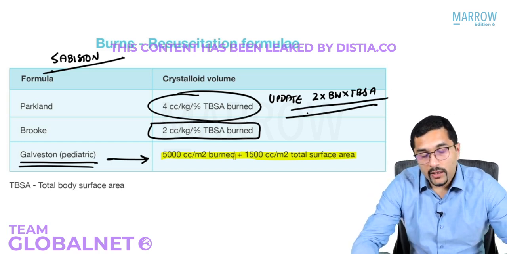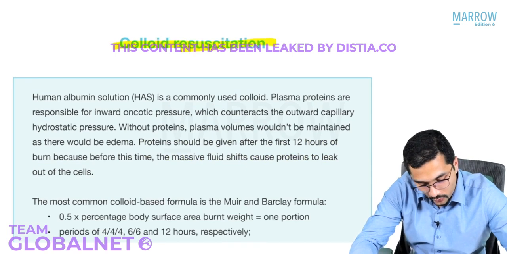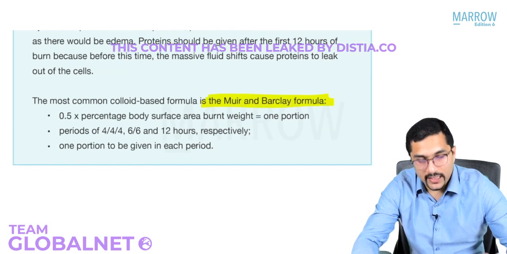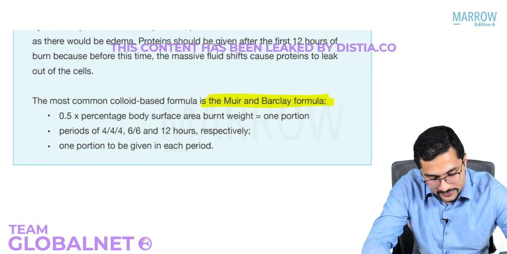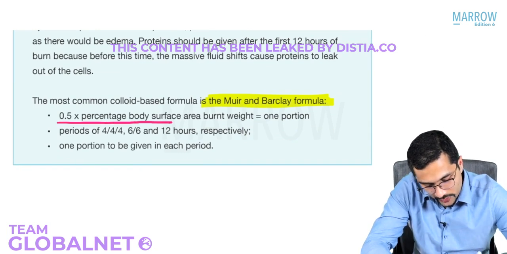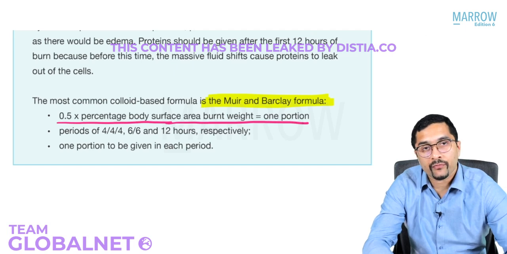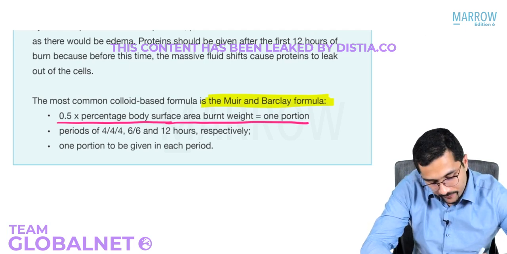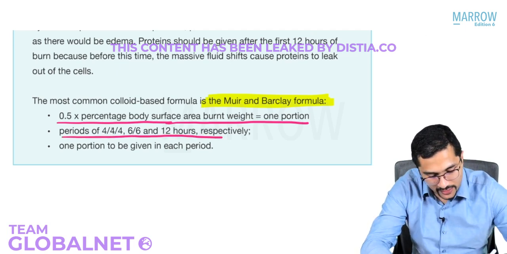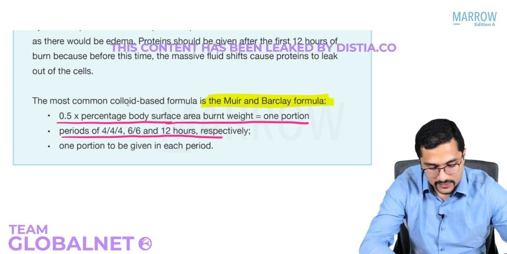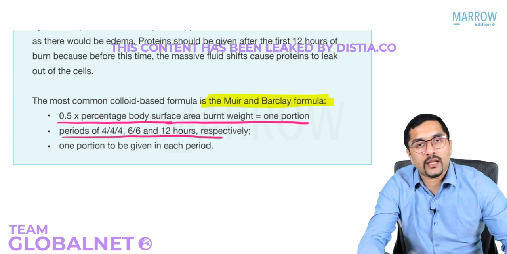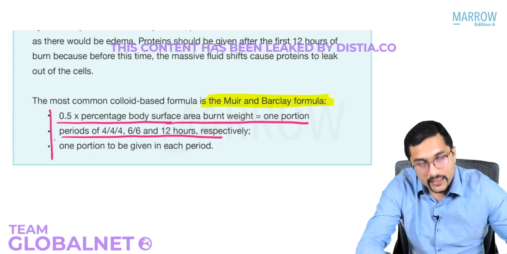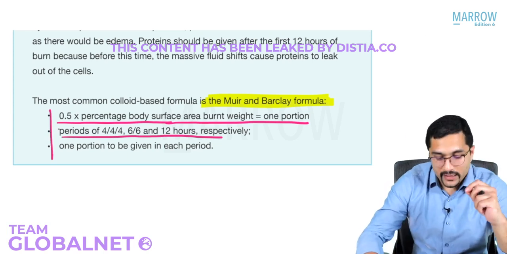You also have another formula for colloid resuscitation, known as the Muir and Barclay formula. This is given in Bailey. This is 0.5 into total body surface area burned is equal to 1 portion. And you will give 1 portion each every 4 hours for the first 12 hours, then every 6 hours for the next 12 hours, and every 12 hours after that. So this is how we calculate the Muir and Barclay formula, which is a colloid-based formula.